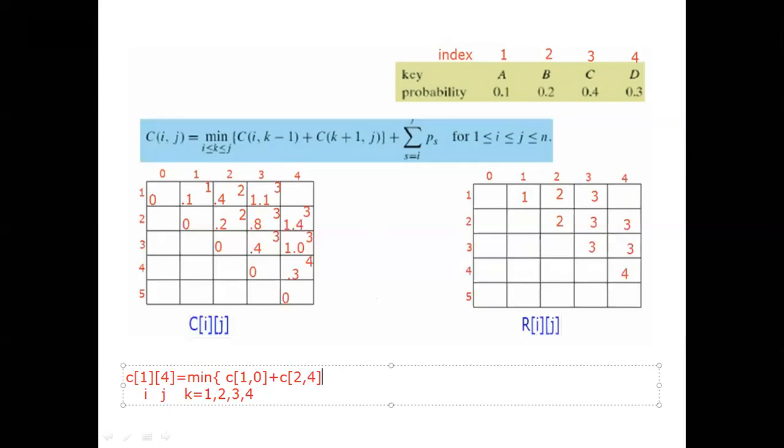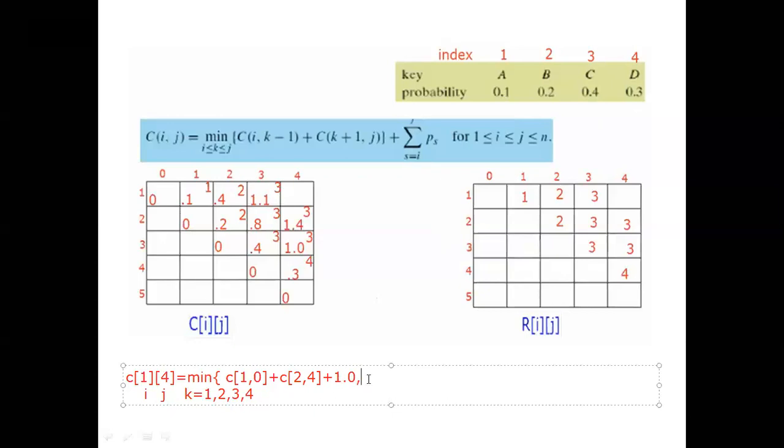Plus, next is summation. Summation means I to J. I to J means just to see the K values 1 to 4. 1 to 4 means all the K values we have to add. It is 0.1 plus 0.2 plus 0.4 plus 0.3. It is none other than 1.0. Comma, first K is equal to 1 we generated.